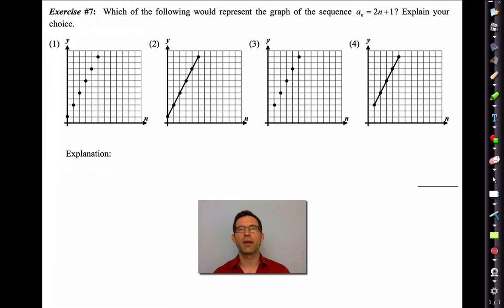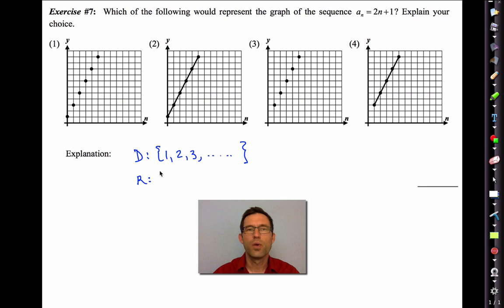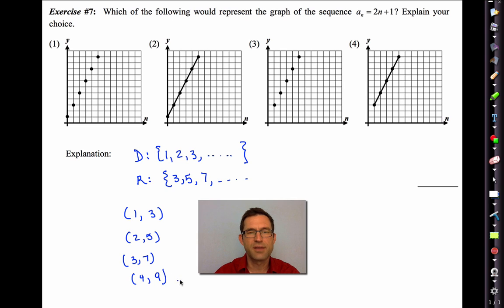Okay, let's talk about it. Well, what do we know? We know that the domain is 1, 2, 3, etc. Right? And therefore the range will be, 2 times 1, 2 plus 1 is 3. 2 times 2 is 4 plus 1 is 5. 2 times 3 is 6 plus 1 is 7, etc. In other words, we have the point 1, 3, the point 2, 5, the point 3, 7, right? The next one would be 4, 9, etc.